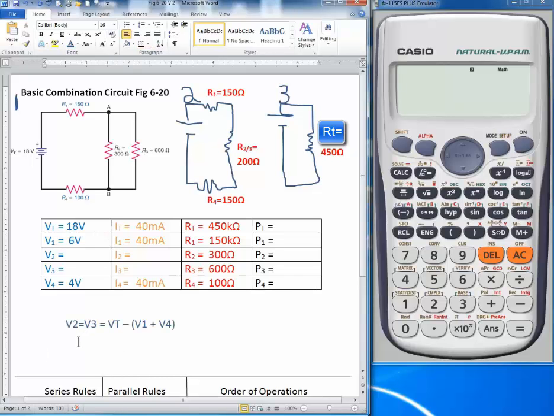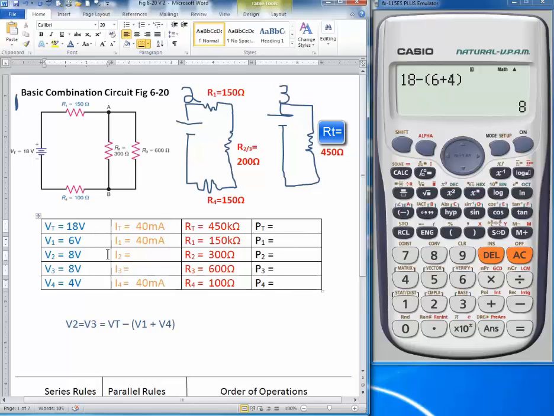And we could write that equation out like this. V2 and V3 are going to be the same. So V2 is going to equal V3, and they're both going to equal the VT minus V1 plus V4. So we can just do the subtraction here to figure that out. So the 18 volts of VT minus the 6 volts consumed at V1 and the 4 volts consumed at V4 gives me my V2 of 8 volts, and my V3 of 8 volts, and they're both going to be the same voltage.